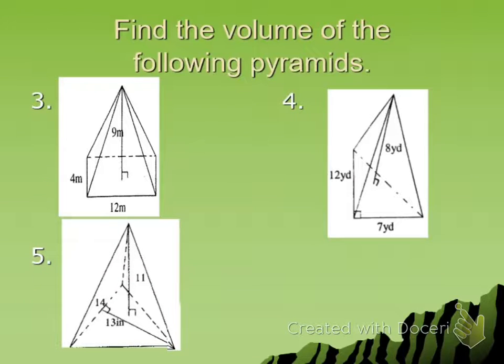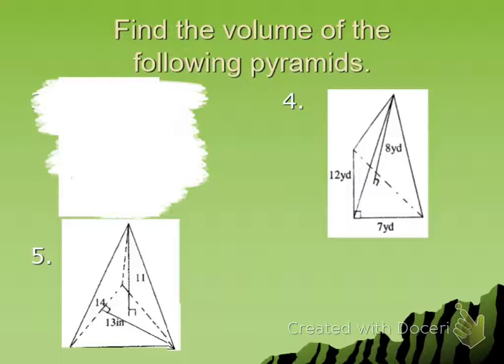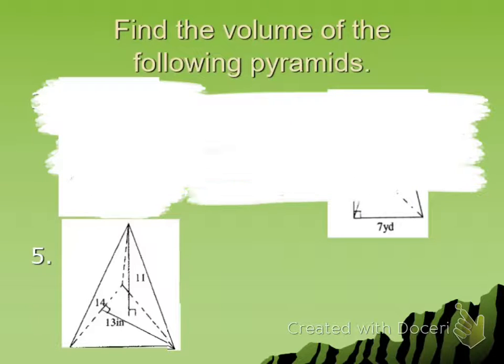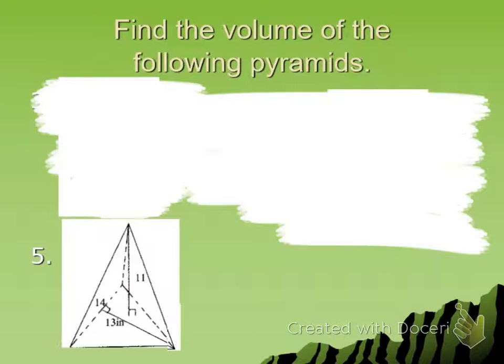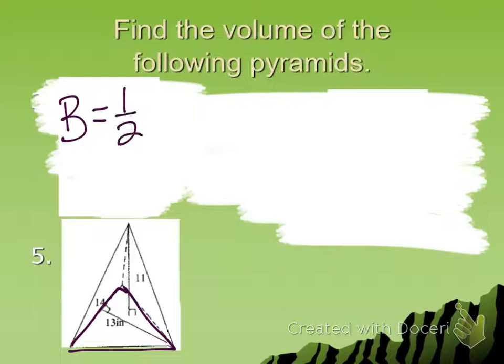Take a try. What's the shape of our base? It's a triangle again. This time it's a slightly different looking triangle, but that's fine. It's still a triangle. So to find capital B, 1/2 times what? Little b. What's my little b for this triangle? 14. Good. That's the base.